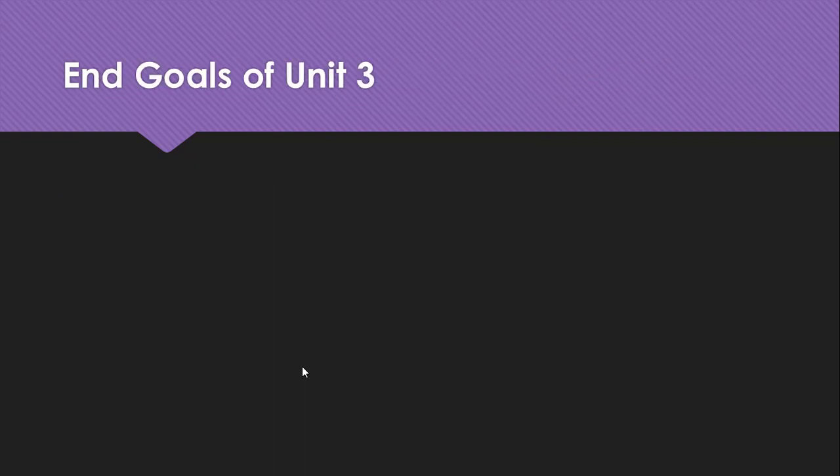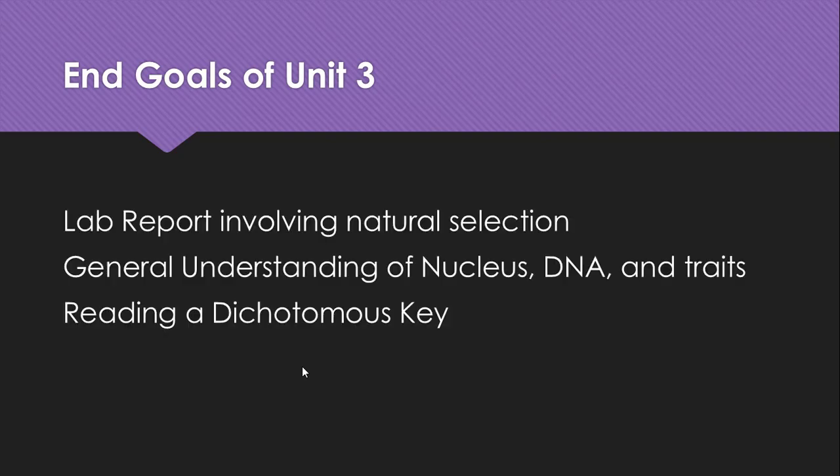The last thing I want to talk about is the end goals of Unit 3. By the end of Unit 3, your students need to be able to do the following. First, they need to be able to write a lab report including data analysis about natural selection, specifically beaks, because that's what the CA number 3 is about. They need to have a general understanding of the location and relative size of a nucleus, DNA, traits, genes, and chromosomes. And then lastly, they need to be able to read a dichotomous key and be able to understand all the words inside of a dichotomous key. If your students can do that, they'll be very successful.